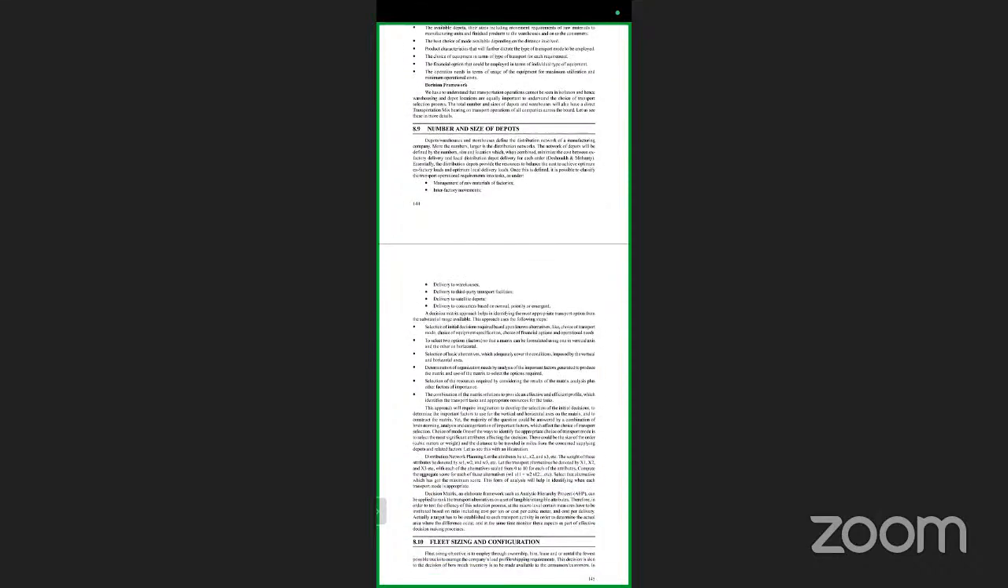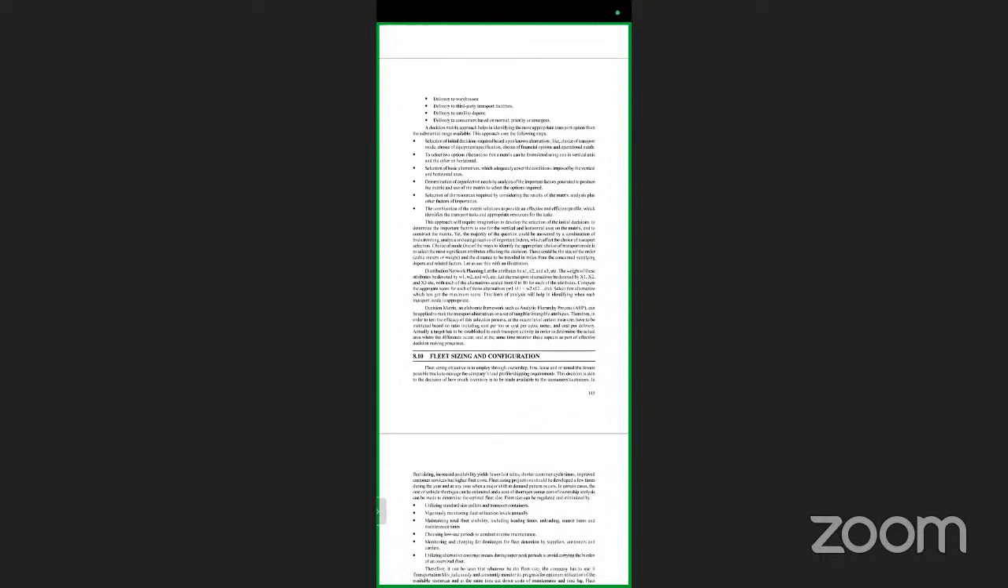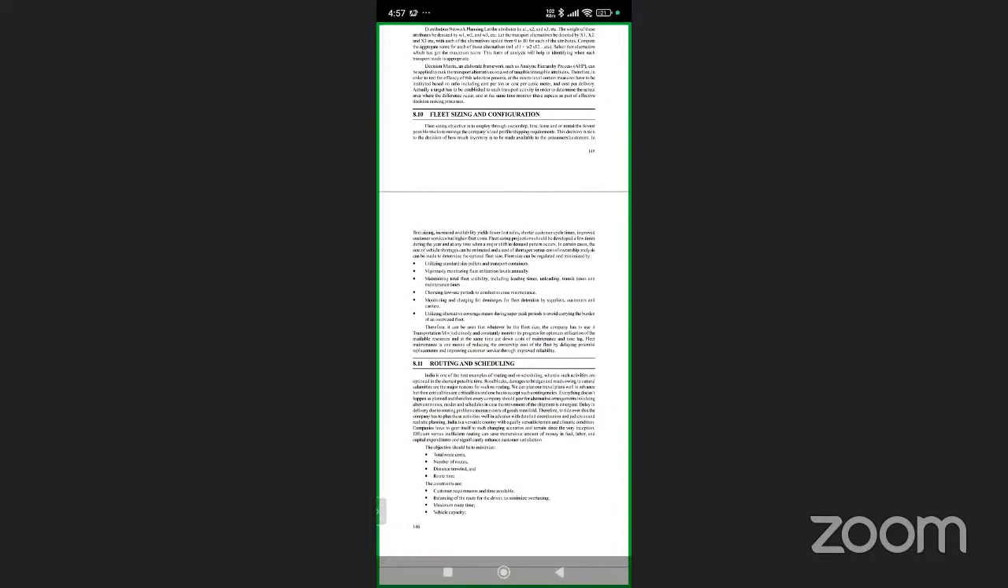And the number and size of depots here is based on management of raw materials, interfactory movements, delivery to warehouses, delivery to third party transport facilities, delivery to satellite depots, delivery to consumers, based on the normal priority of engagement. Now, fleet sizing and configuration. What is this fleet sizing?